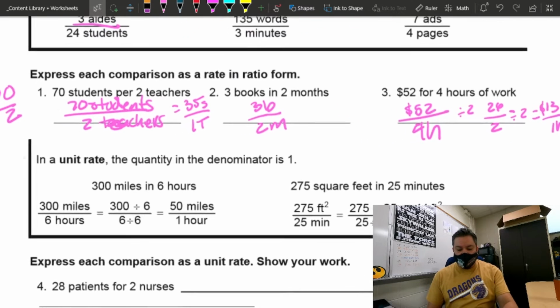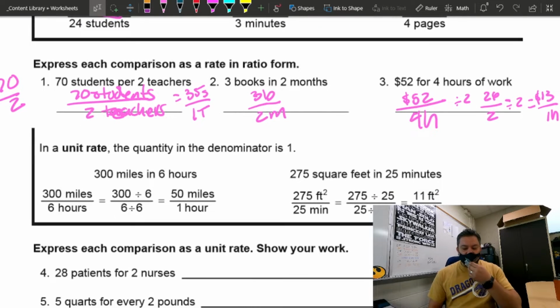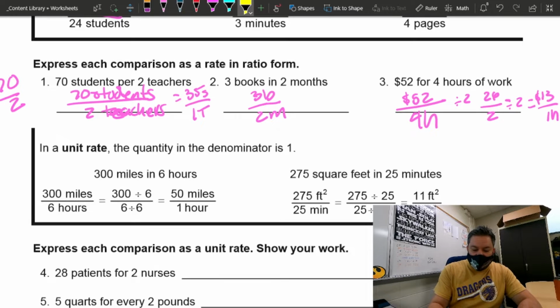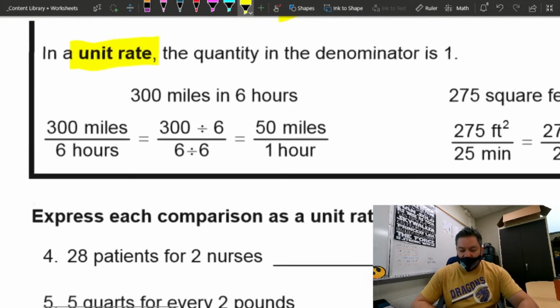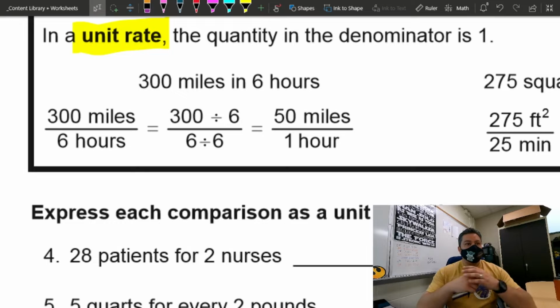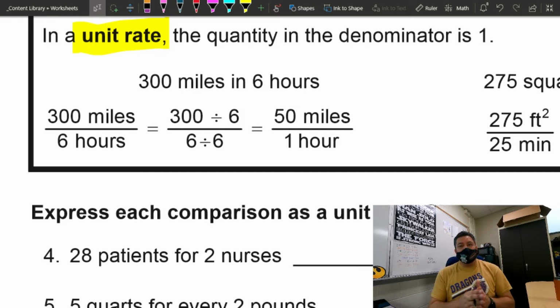So a unit rate is different from the ratio. We're looking at a unit rate. The unit rate is when the quantity in the denominator is 1. So that's kind of what I did over here and what I did over here. I simplified until my denominator was 1. So for example, if we have this scenario, this is a daily word problem going on right there. So 300 miles in 6 hours. Kind of like you're going to drive 300 miles in 6 hours.